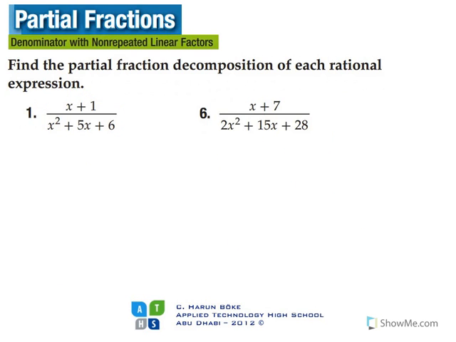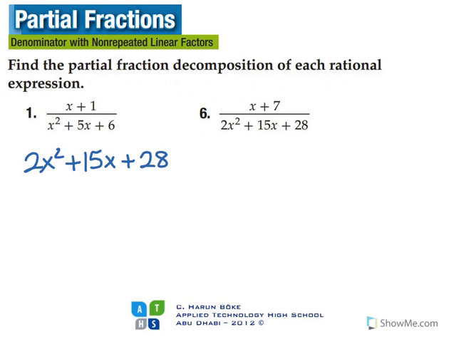In this example the only difference is the denominator, which has 2 as the coefficient of x squared. So it may be different to factorize this expression. Let me show you how. So we have this 2x squared plus 15x plus 28.